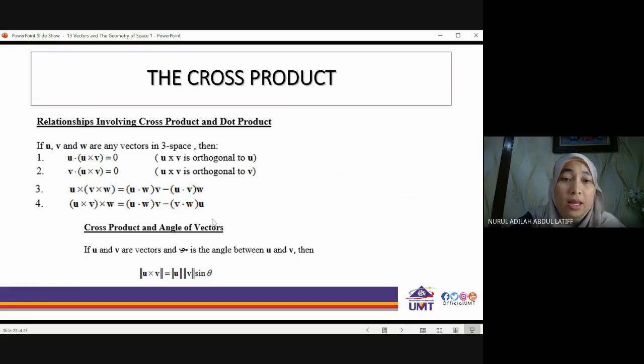Okay, cross product and angle of vectors. If u and v are vectors and alpha is the angle between u and v, then the magnitude of u cross v is equal to the magnitude of u times the magnitude of v times sine theta. So remember student, dot product is magnitude u times magnitude v times cos theta, but in this case sine theta.